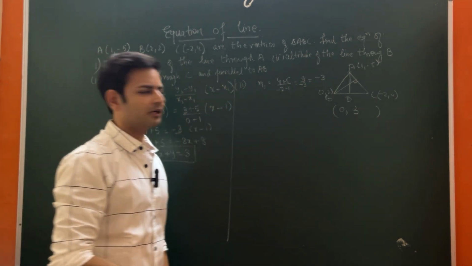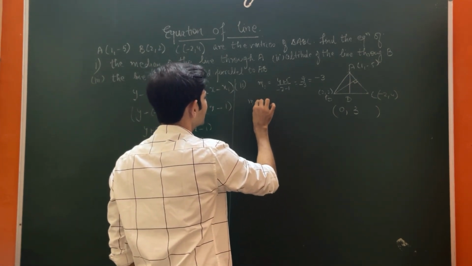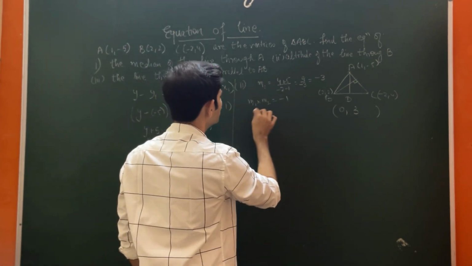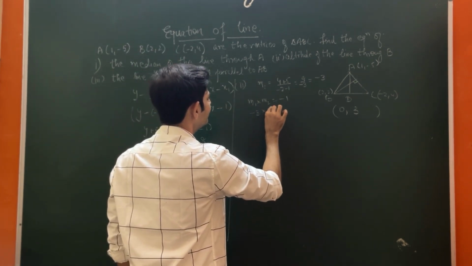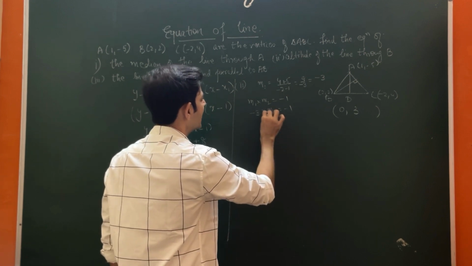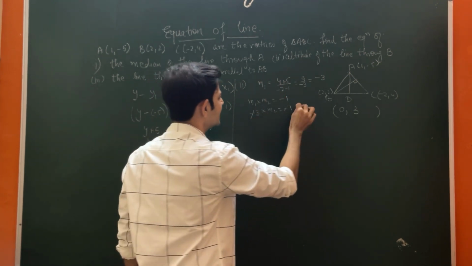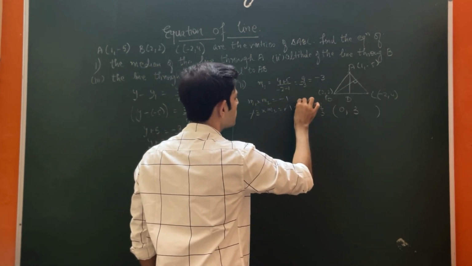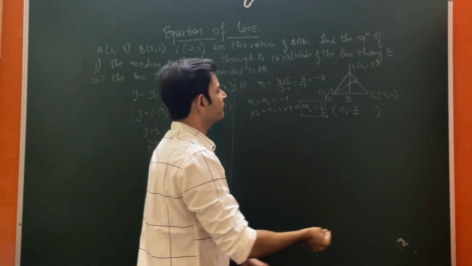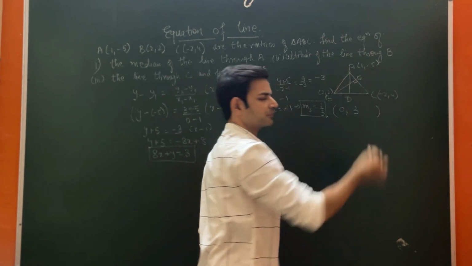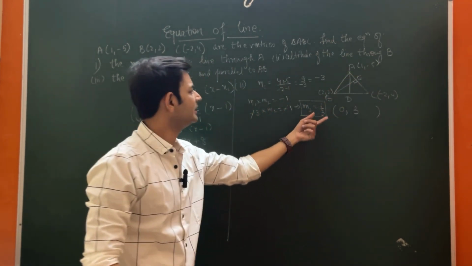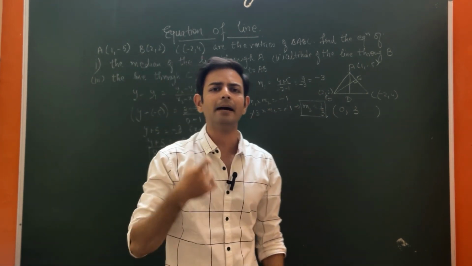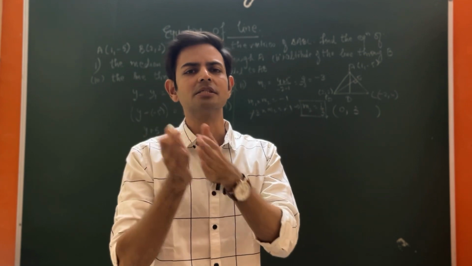We know that for perpendicular lines, m1 into m2 is equal to minus 1. So minus 3 into m2 is equal to minus 1. Minus minus gets cancelled. This implies m2 is equal to 1 upon 3. So slope for, let's say this is BE. So slope for BE will be equal to 1 upon 3. We have this point 2 comma 2. So we can directly apply point slope form.